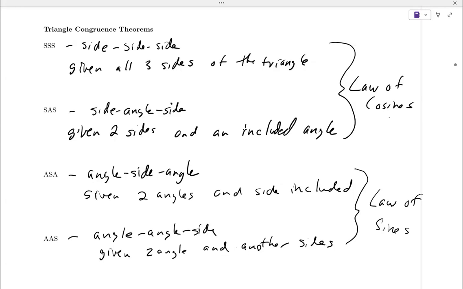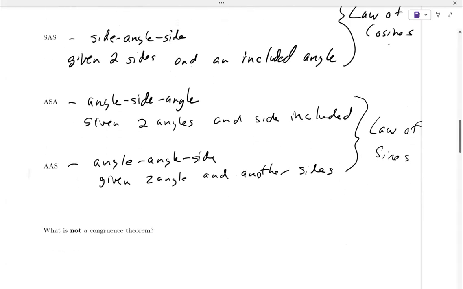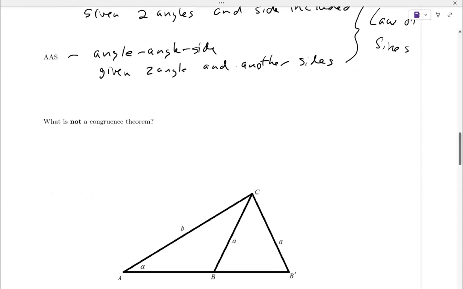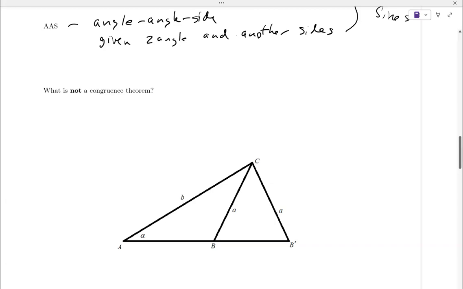So the end of this discussion, and we'll do some more examples here, is what's not a congruence theorem. All right, so here's the picture. Suppose that I'm given alpha, and I know the opposite side A. And I'm given side B, but I'm not given any other angles.